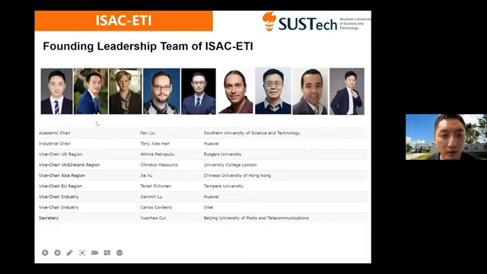So this is the founding leadership team. This is me, the academic chair, and this is Dr. Tony Xiaohan from Huawei, who is the industry chair. And this is a vice chair from the US, Professor Athina Petropulu from Rutgers University, and Professor Christos Masouros from UCL, Professor Jie Xu from the Chinese University of Hong Kong, and Professor Tan Lee from the Temporary University, and of course, 2 vice industry chairs from Huawei and Intel, and our secretary, Dr. Yuanhao Cui from BUPT. So this is the founding leadership team of the ISAC ETI.